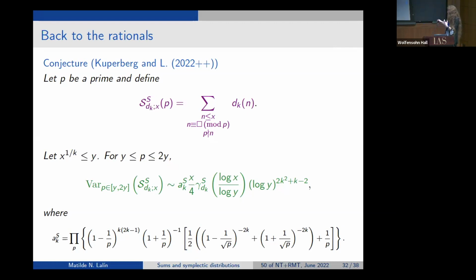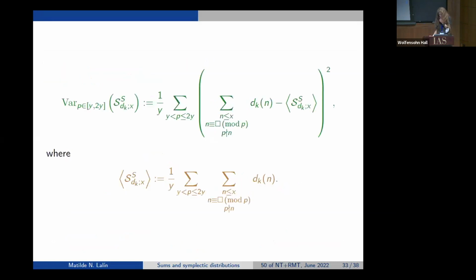And there's the gamma_k that I had before. And now the degree is 2k squared plus k minus 2. So this is what we can conjecture with knowing this. Okay, so here I have the formula for the variance to be clear, because sometimes it gets quite confusing what this is.